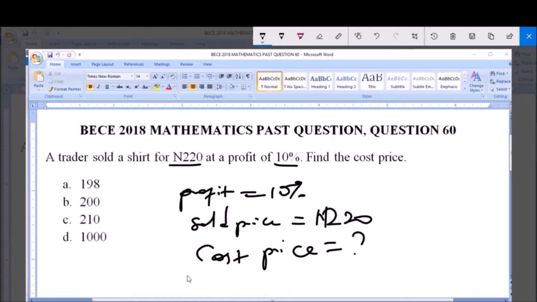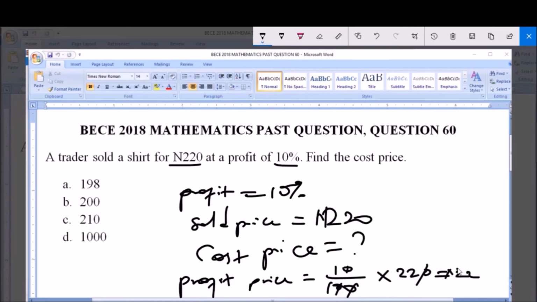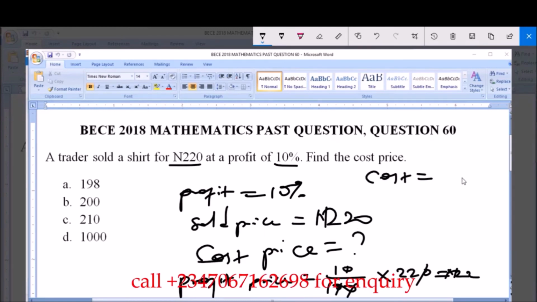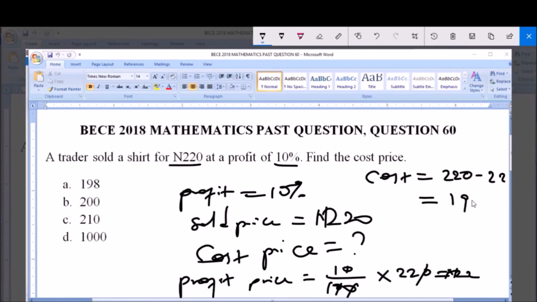So therefore, to find it, the profit price will be equal to 10 over 100, remember it's in percentage, multiplied by 220. So this 0 will cancel this 0 here, this 0 will cancel this 0, and we have 22 naira. So the profit price is 22 naira. Now the cost price is equal to the sold price, which is 220, minus the profit price, which is 22. So therefore the cost price is equal to 198 naira. So 198 naira is the cost price for this shirt.